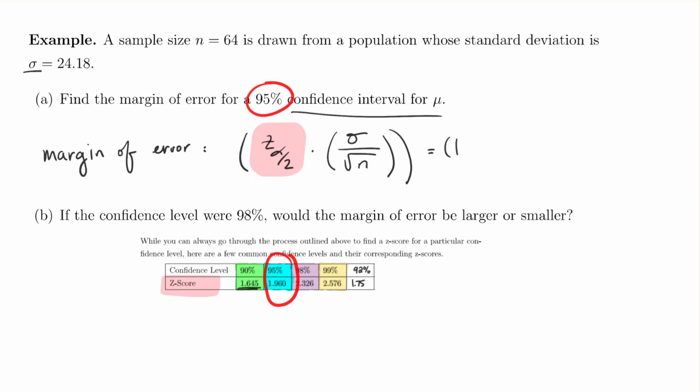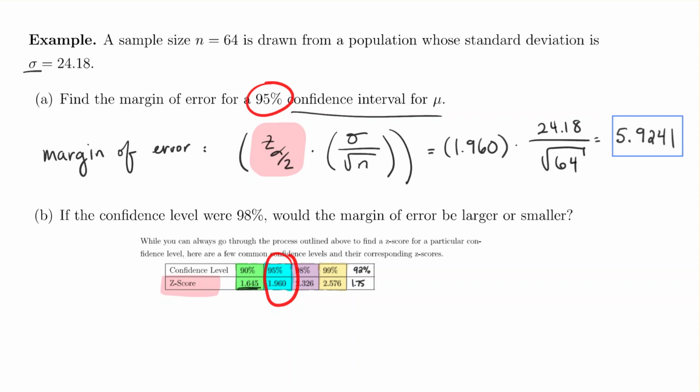Everything else is known, so this is 1.960 times 24.18 divided by the square root of 64. Typing this into the calculator, we get 5.9241. That is my margin of error. Now it said if the confidence level were instead 98%, would the margin of error be larger or smaller? Well, in this section of notes, we went through how to think about that if you go back to this particular section video. But if you don't want to think through that process, just recalculate it with the change and see larger or smaller. So what has changed here?